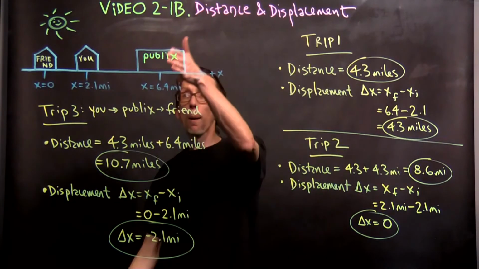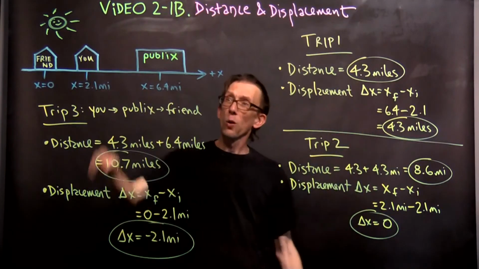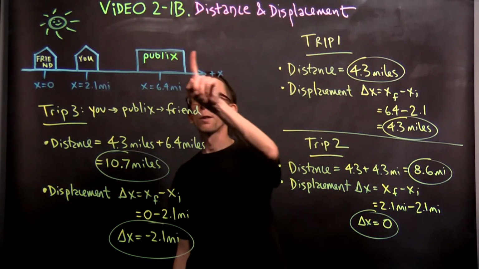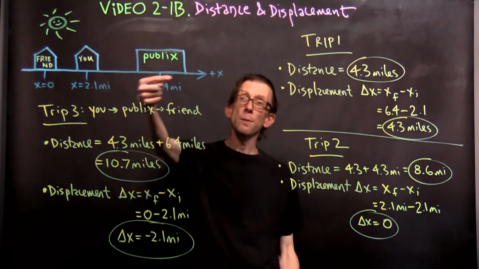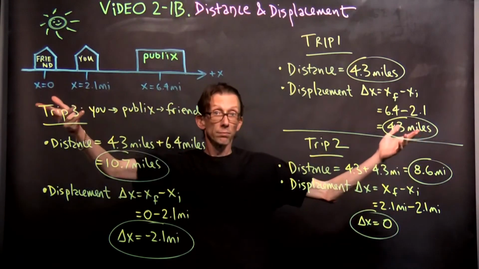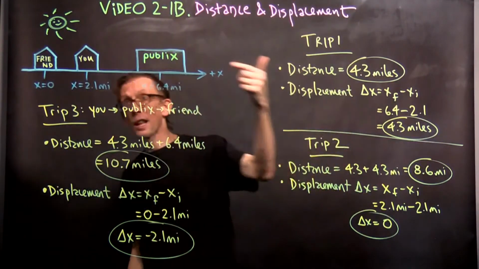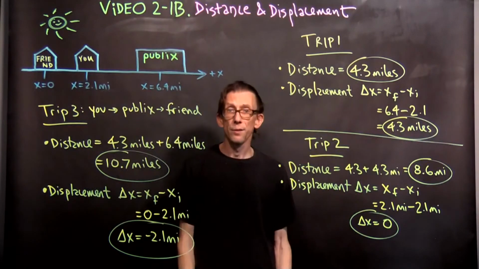If you had come from Publix to your house, if we had a trip number 4 that just went from Publix to your house, that would also be a negative displacement because you traveled in the negative direction down the number line. Right? We defined right to be positive. We picked right to be positive because why not? So if we move to the left on the number line, you have a negative displacement. If you move to the right on the number line, you have a positive displacement.